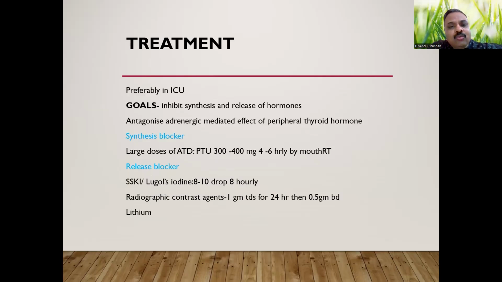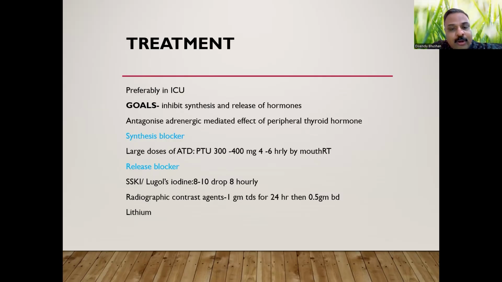So the goal is to inhibit the synthesis and release of the hormone. We can give antithyroid medication like PTU, because it is a short-acting one and it acts fast. So PTU is the drug of choice. During the thyroid storm, it can be given 300 to 400 milligrams, 4 to 6 hourly by mouth or a Dial's tube. We have to stop the release also.